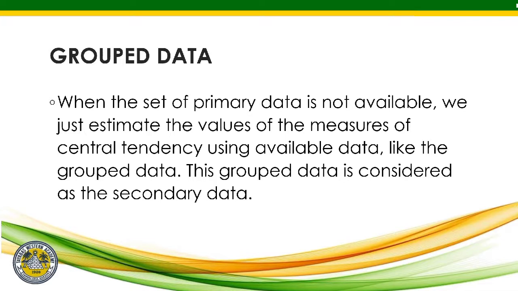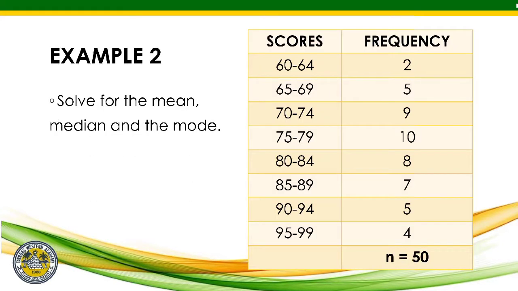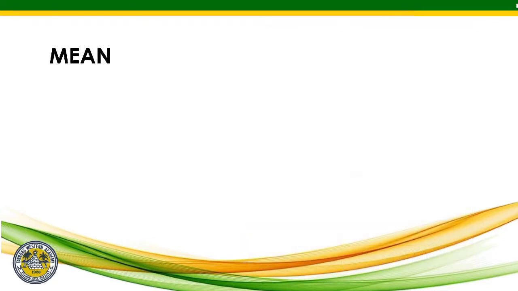So when the set of primary data is not available, we just estimate the values of the measures of central tendency using available data, like the group data. This group data is considered as the secondary data. So let's move on. For example, these are the given scores and the frequency using the 2-column table. Let's solve for the mean, the median, and of course the mode.